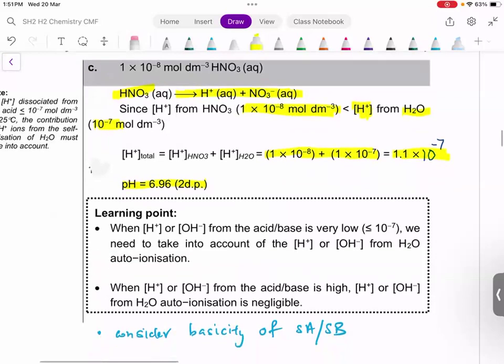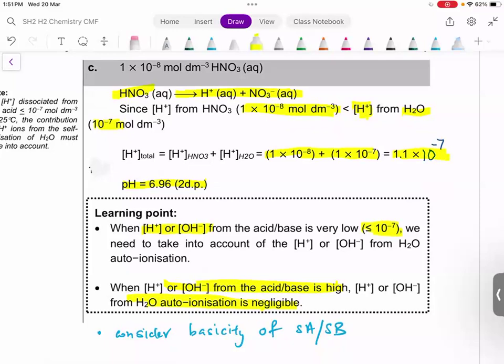All right, so you only do this if the H plus or OH minus released is comparable to 10 minus 7. Right, so usually we ignore them when your concentration is high, because it's suppressed. But it can no longer suppress when the H plus concentration is very low.